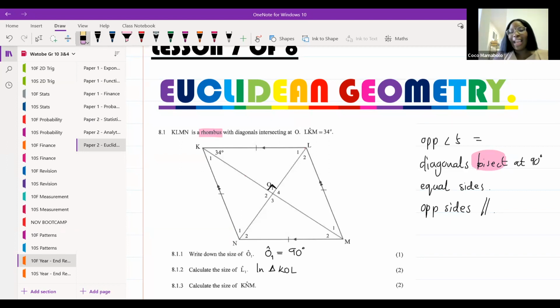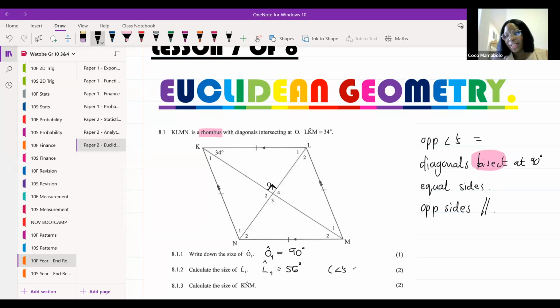All right. Luckily for us, this is grade 10. So we can skip steps. We can go straight to saying that angle L1 is equal to 56 degrees. We can just give them the answer and give them the reasons.